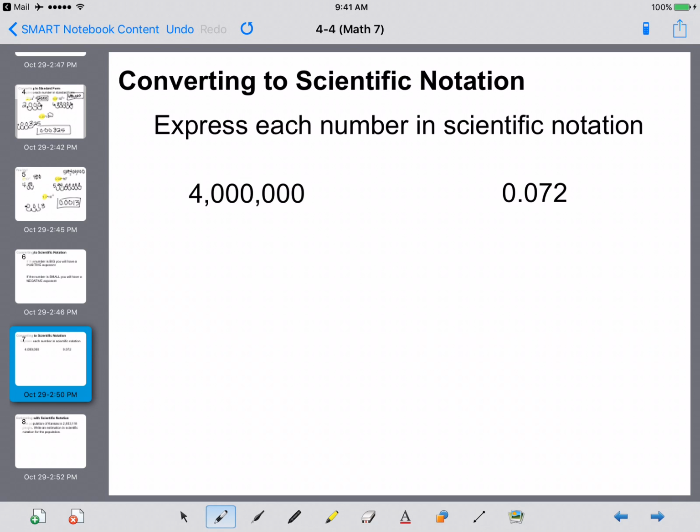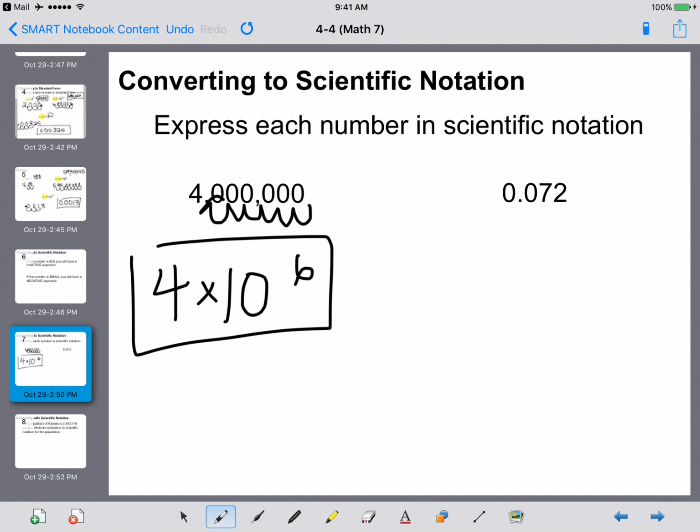So doing this, I'm going to move my decimal point over 1, 2, 3, 4, 5, 6 places. So it'll be 4 times 10. I moved it 6 places and it was a big number, so it's just a positive 6. Here, I need to move my decimal point over 2 places to get it so that there's only one number in front of the decimal. Times 10 because it's scientific notation. It was a little number, so it's going to be negative, and we moved it 2 spaces.